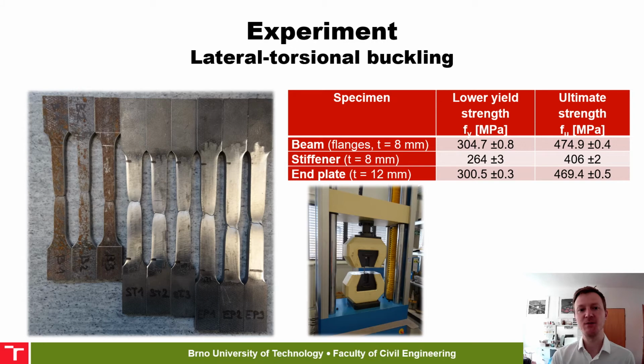Of course, we did material tests as well. The steel was S235, and as expected, the lower yield strength was at about 300 MPa for the beam and end plate, and a bit lower for the stiffeners.